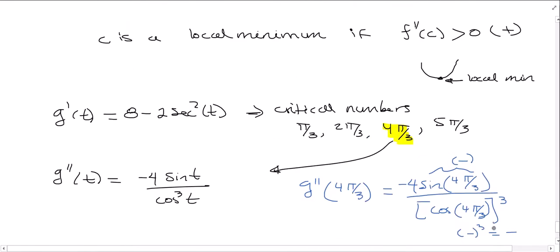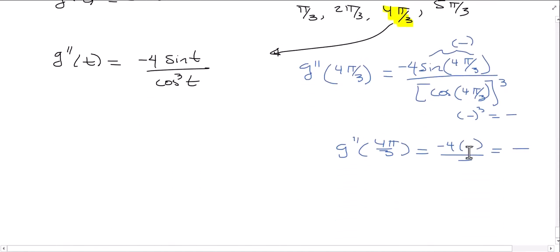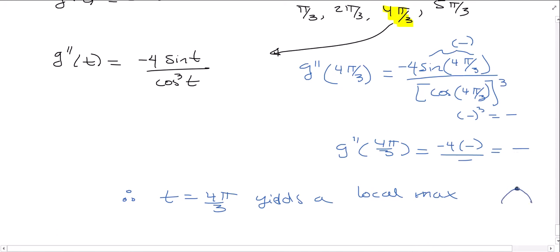So that means the second derivative is negative when I evaluate the critical number. That means at that critical number, I have a local max. So I can say, therefore, t equals 4 pi over 3 yields a local max. If the second derivative is negative, that means it's concave down. So at 4 pi over 3, it would look like that. So you have a maximum value there.